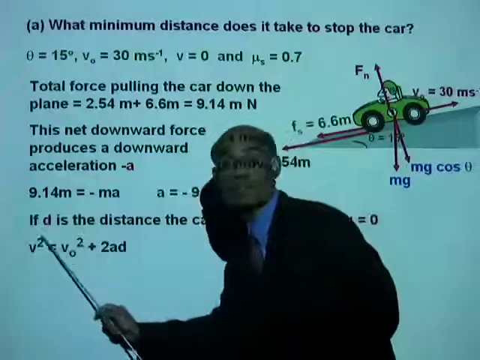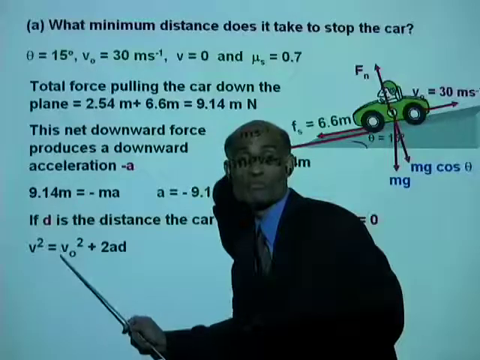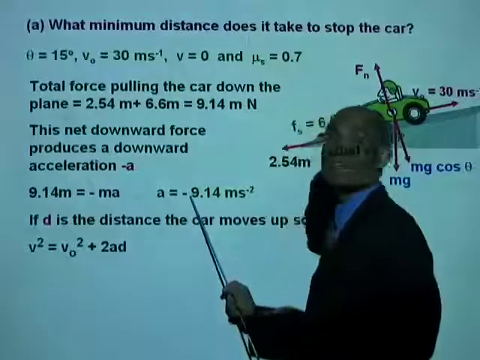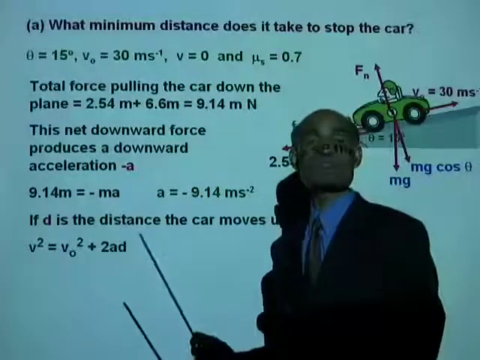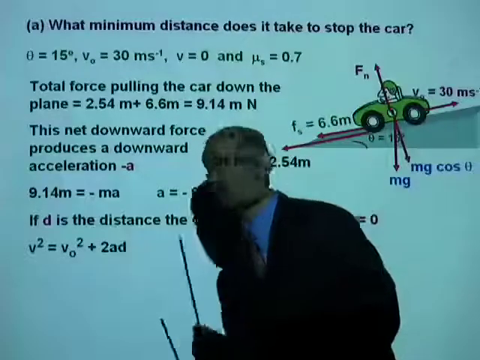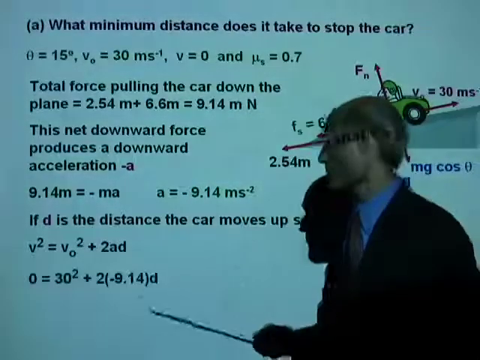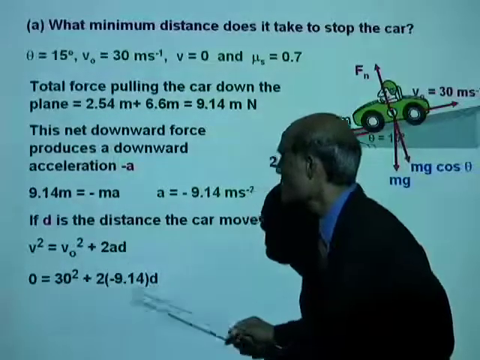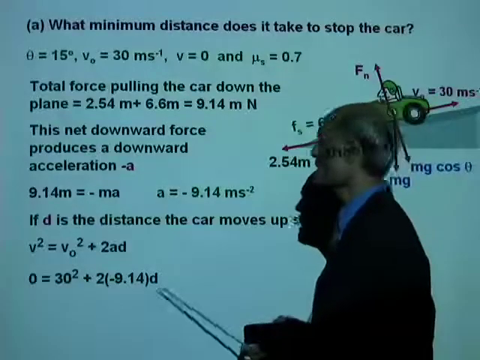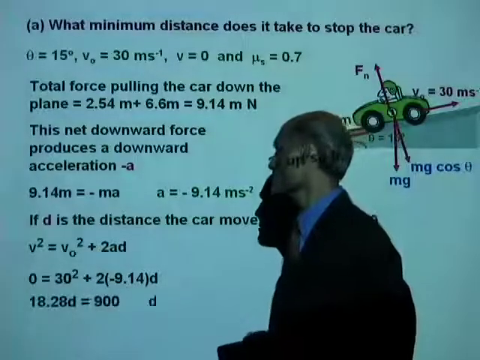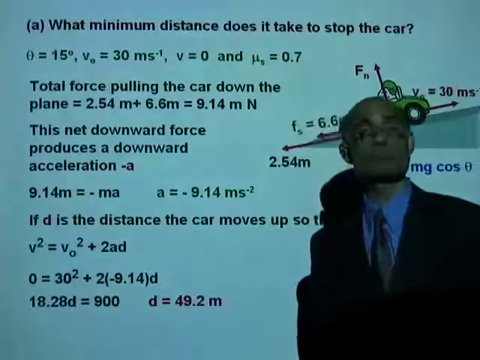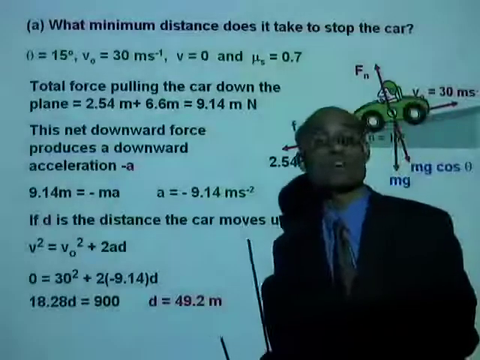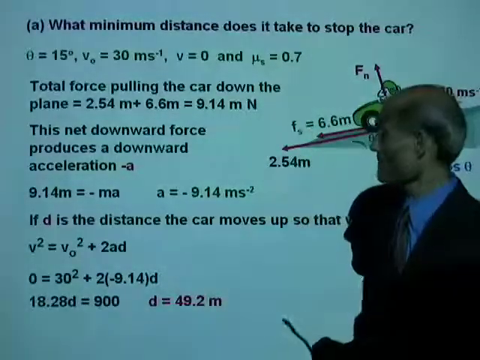Well, we know all these values. V will be 0. V0 is 30 meter per second. Acceleration we just calculated as negative 9.14 meter per second squared. Therefore, we can solve for d. So, 0 equal to 30 squared plus 2 times negative 9.14 d, and solving for d gives you d equal to 49.2 meter. The car will come to a stop at a distance of 49.2 meter.